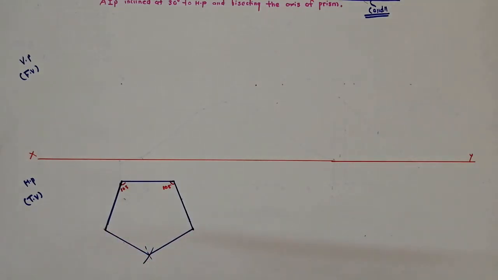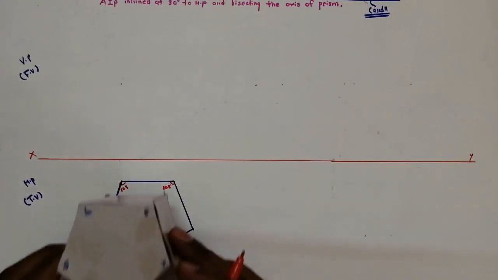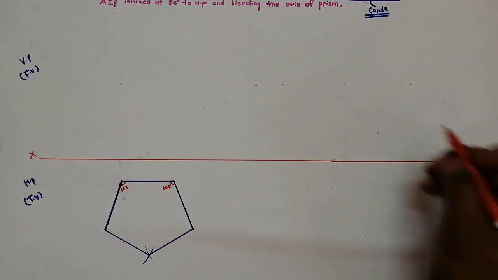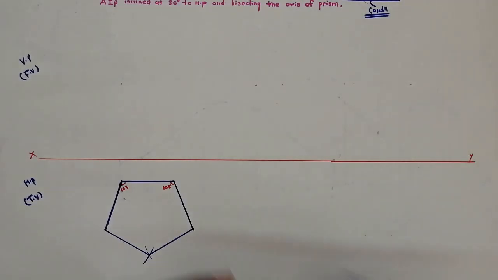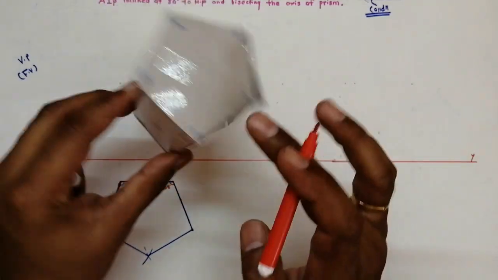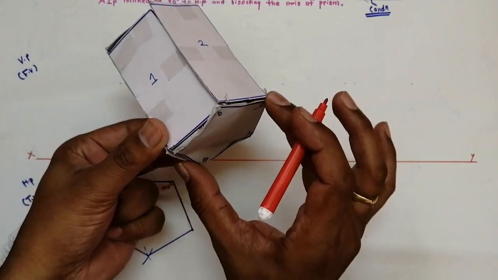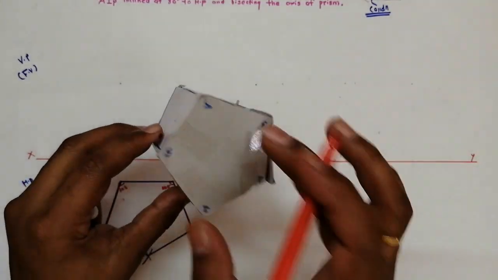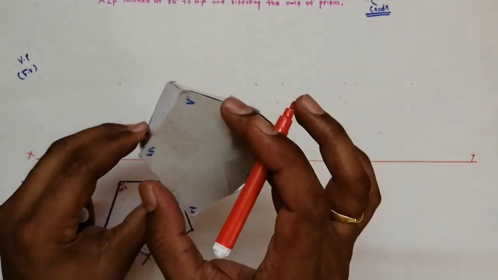So we have put this pentagonal prism something like this, and this edge is parallel to VP. Now we know that the pentagonal prism has two bases, similar to the cylinder. So we have to name it twice, because one pentagon is at the bottom and another pentagon is at the top. We have to give the nomenclature twice.